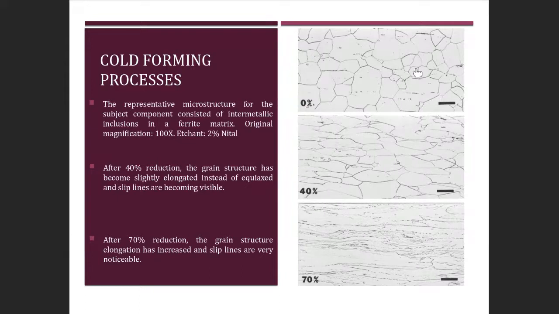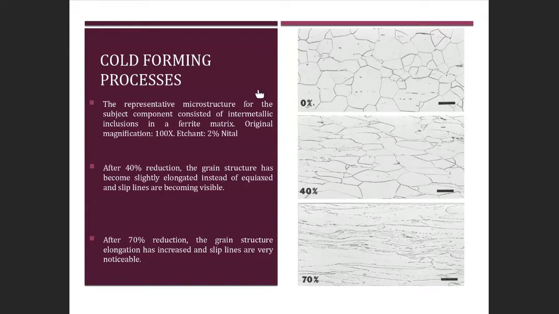Anyway, these are forming. These look like they're formed in the left and right orientation. Now, this has 0% reduction to it. If we were to deform the structure by 40% of its original thickness, now you're seeing a structure that looks a little bit more elongated or pancaked.